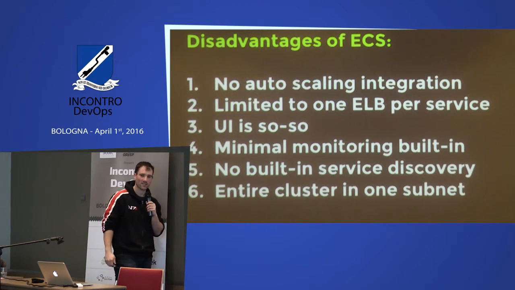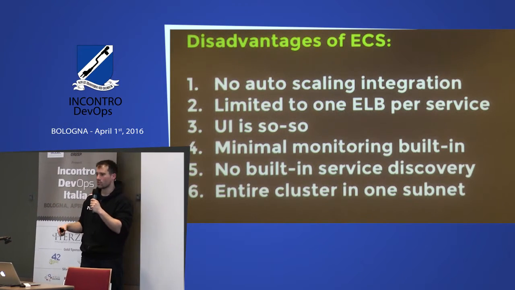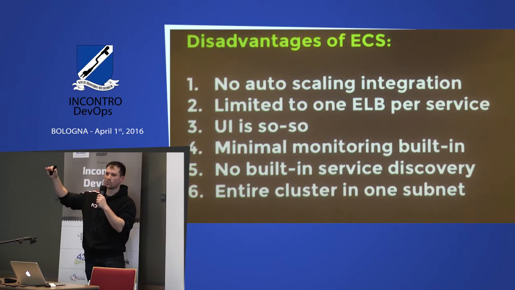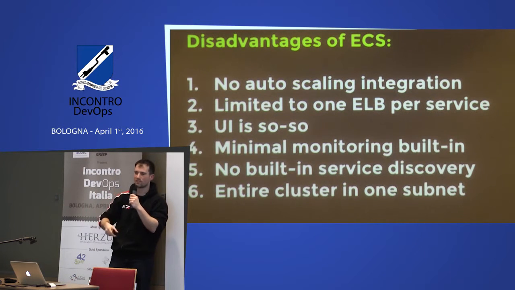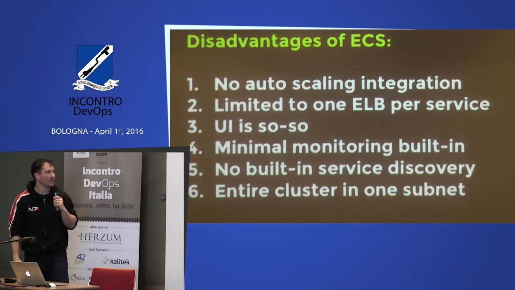And services automatically register with ELBs, which is pretty nice. Disadvantages. Currently, there's no auto-scaling integration for the actual tasks. So there's no automatic way to say, if traffic goes up, deploy not two instances of my app, but 10. You can build that yourself using Lambda and a few other tools, but it's just not built in.